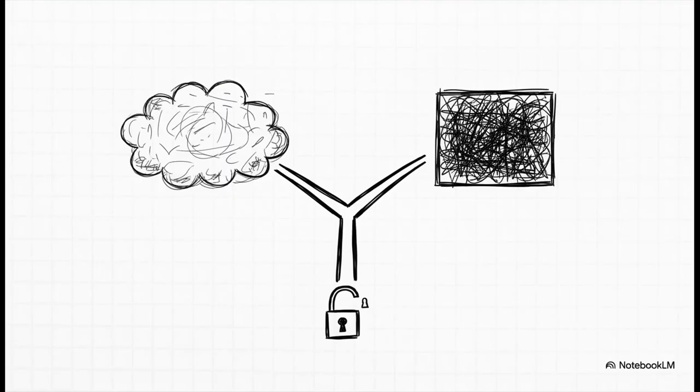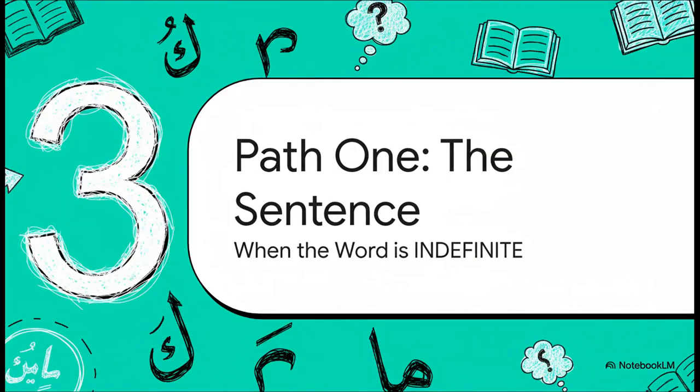And here's the secret. It's actually super simple. The entire solution, the whole key to this puzzle, just depends on one single question. Is that third word definite, meaning specific, or is it indefinite, kind of general? That's it. That's the clue that unlocks the whole thing. So let's take that first path. This is what happens when your third word is indefinite. And you'll see this is the path that leads straight to a complete sentence.